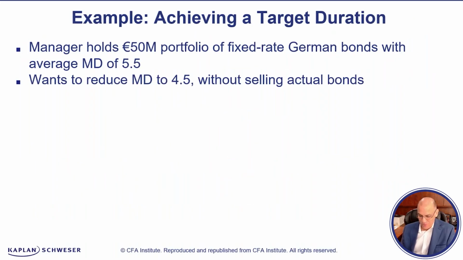That's why you're here. So, achieving a target duration. We have a manager who holds a 50 million euro portfolio of fixed rate German bonds with an average modified duration of 5.5. When you're looking at a particular case fact here, you've got to ask yourself, what is the exposure? You're going to hear that over and over again. So what is his concern here? He owns fixed rate German bonds. What is he concerned with? Well, he's concerned with interest rate changes, right?